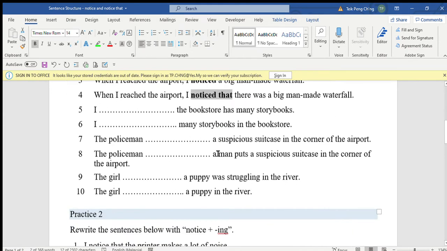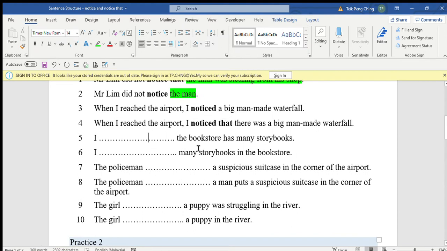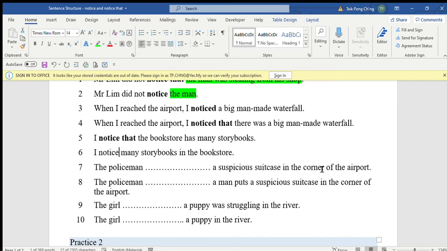Number 5. The bookstore has many storybooks. So this is a sentence. So you need to use notice that. I noticed that the bookstore has many storybooks. Number 6. Look at the object first. Many storybooks in the bookstore. So the object is just a noun phrase. So you have to use I noticed many storybooks in the bookstore.